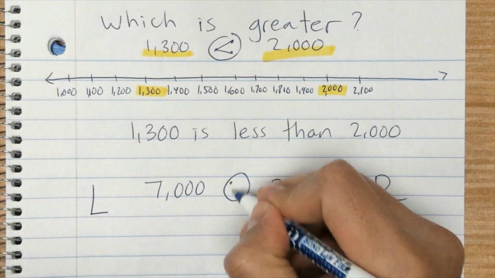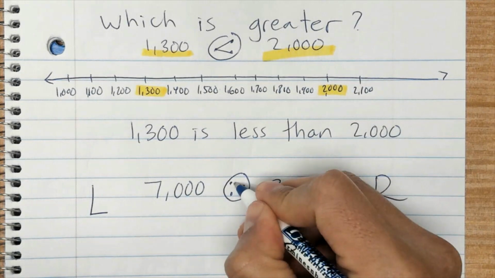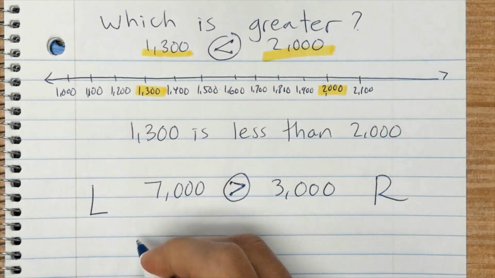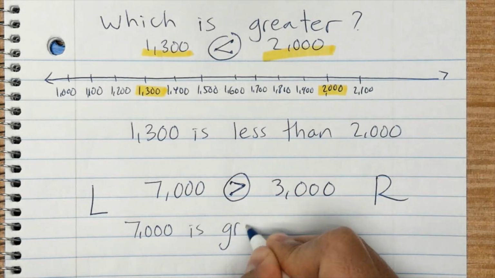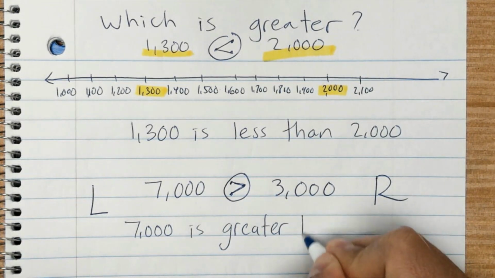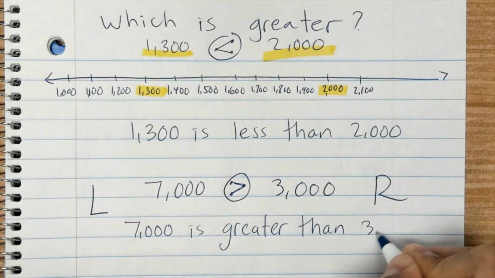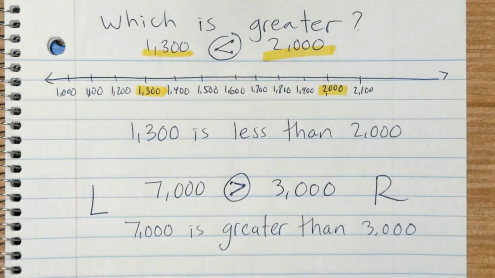So 7,000 gets 2 points. 3,000 gets 1 point. I connect them. Then I say 7,000 is greater than 3,000. Bada bing, bada boom, you are done. That's the examples for today.